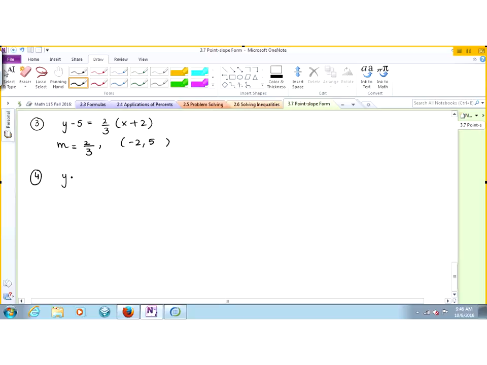So now you get one more. What about if I have y plus 7 is equal to negative 3 over 7 (x minus 5). So slope is negative 3 over 7. Okay. What is my point? Okay. Easy? Okay, and then graphing is easy, right?